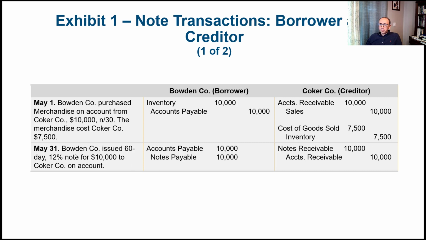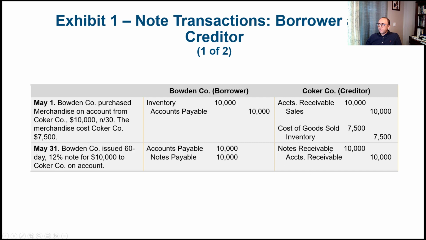At the end of the month, Bowden Company issued a 60-day 12% note for $10,000 to Coker Company on account. So they didn't satisfy the accounts payable. Instead, they're going to issue a notes payable. So we are going to cancel the accounts payable, so we are going to debit it by $10,000. And the notes payable should be on the credit side. I think it's a typo here. Notes payable, $10,000 on the credit. We never see anything where debit and debit are on the same side. So this should be on the credit side.